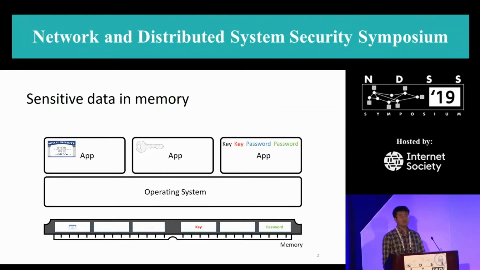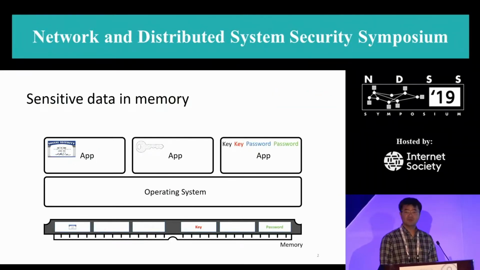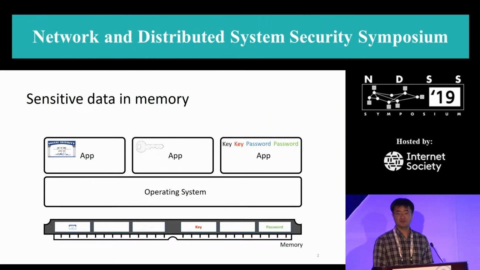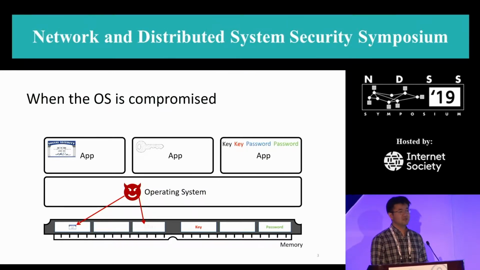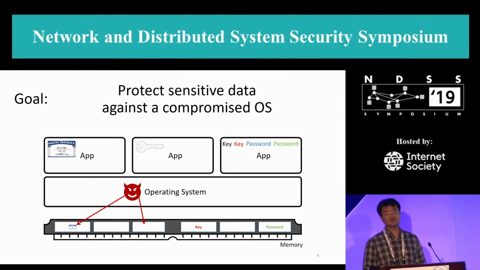So today, many applications have sensitive data in memory with the assumption that the operating system is trustworthy. However, when the operating system is compromised, the OS can easily access sensitive data from the memory. So the goal of Ginseng is to protect sensitive data against a compromised operating system.